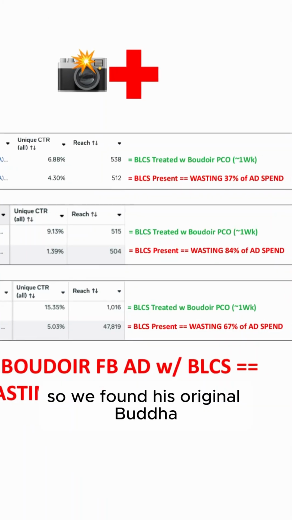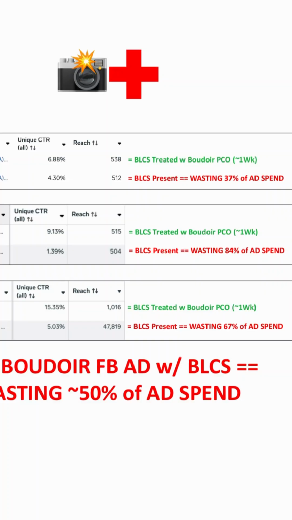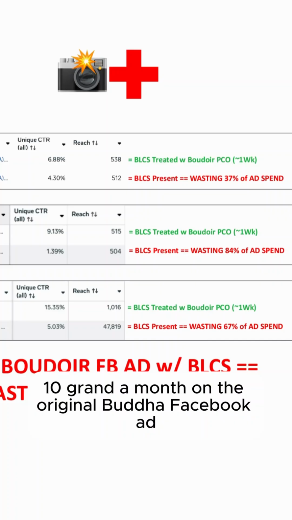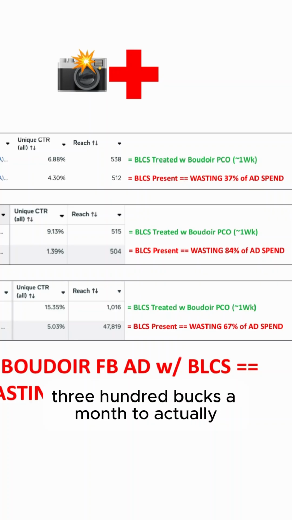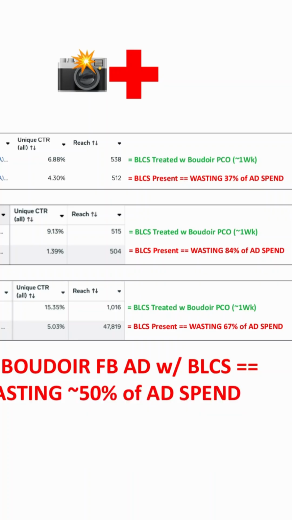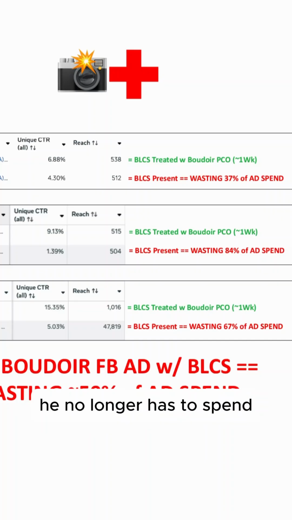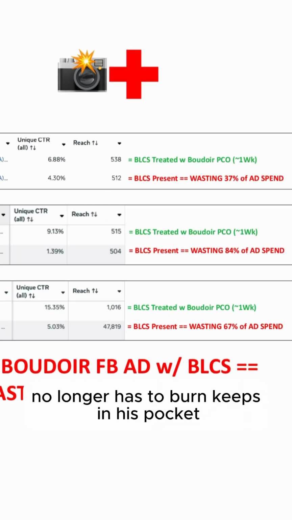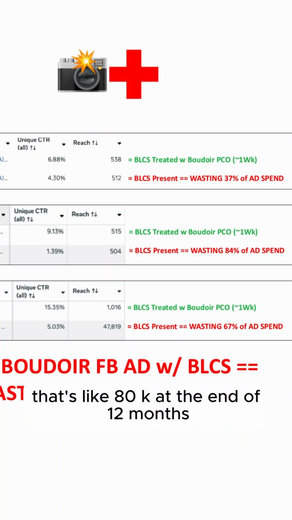So we found his original Boudoir Facebook ad was wasting 67% of ad spend. As a result, if he's spending 10 grand a month on the original Boudoir Facebook ad, now he only needs to spend 3,300 bucks a month to get his ad into the same number of women's brains. So at 6,700 bucks a month, he no longer has to burn it, keeps it in his pocket, kind of like a 6,700 bucks per month bonus. That's like 80K at the end of 12 months.